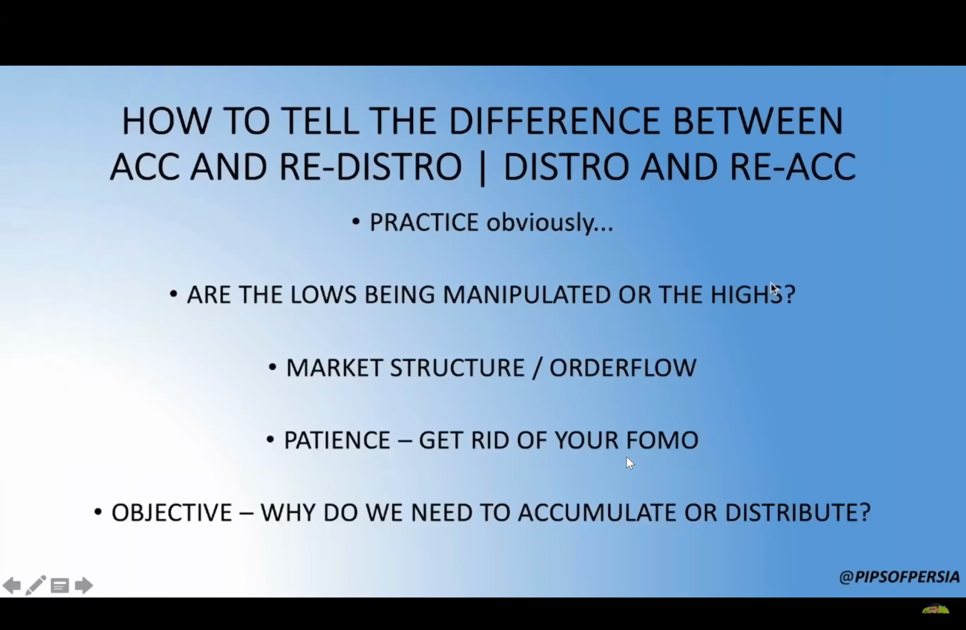But now I want to speak a little bit more about how to tell the difference between an accumulation and redistribution, or between a distribution and a reaccumulation.